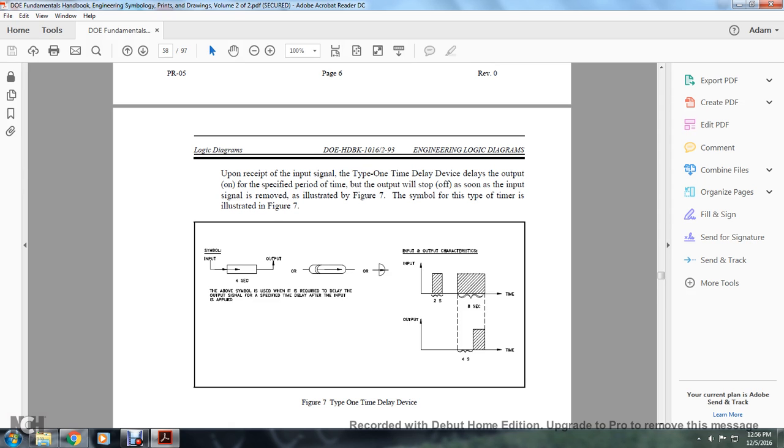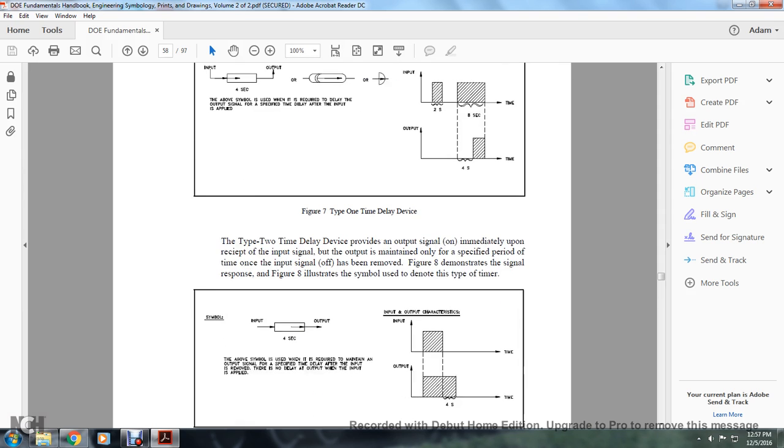The symbol is used when required to delay the output signal by a specified delay after the input is applied. So you have your input going through these, with their time waves. The Type 2 time delay provides an output immediately upon receipt of the input, but the output is maintained for the specified period of time once the input signal has been removed.